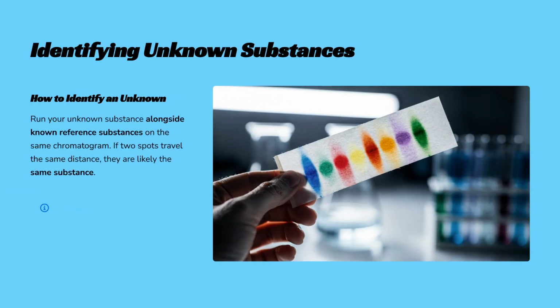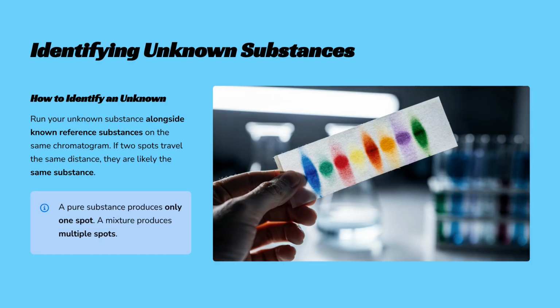To identify an unknown substance, run it alongside known reference substances. If 2 spots travel the same distance, they are likely the same substance. Remember, a pure substance produces only 1 spot, while a mixture produces multiple spots.